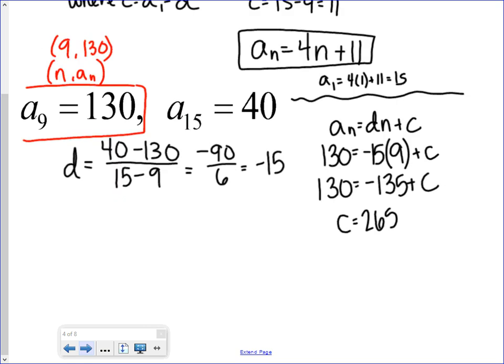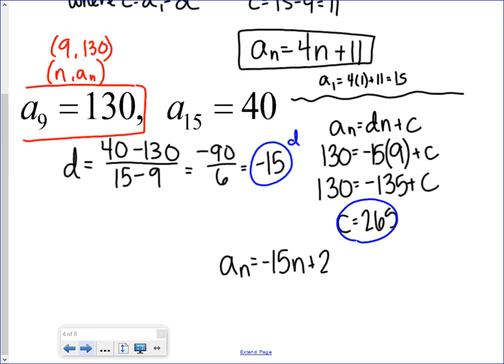So now I have d is negative 15. I know c is 265, and I can plug those into my rule. So a sub n equals negative 15n plus 265. If you're unsure if your method works, something that you could do is just check either the 9th or the 15th term. So I could check, maybe I'll just check the 15th term.